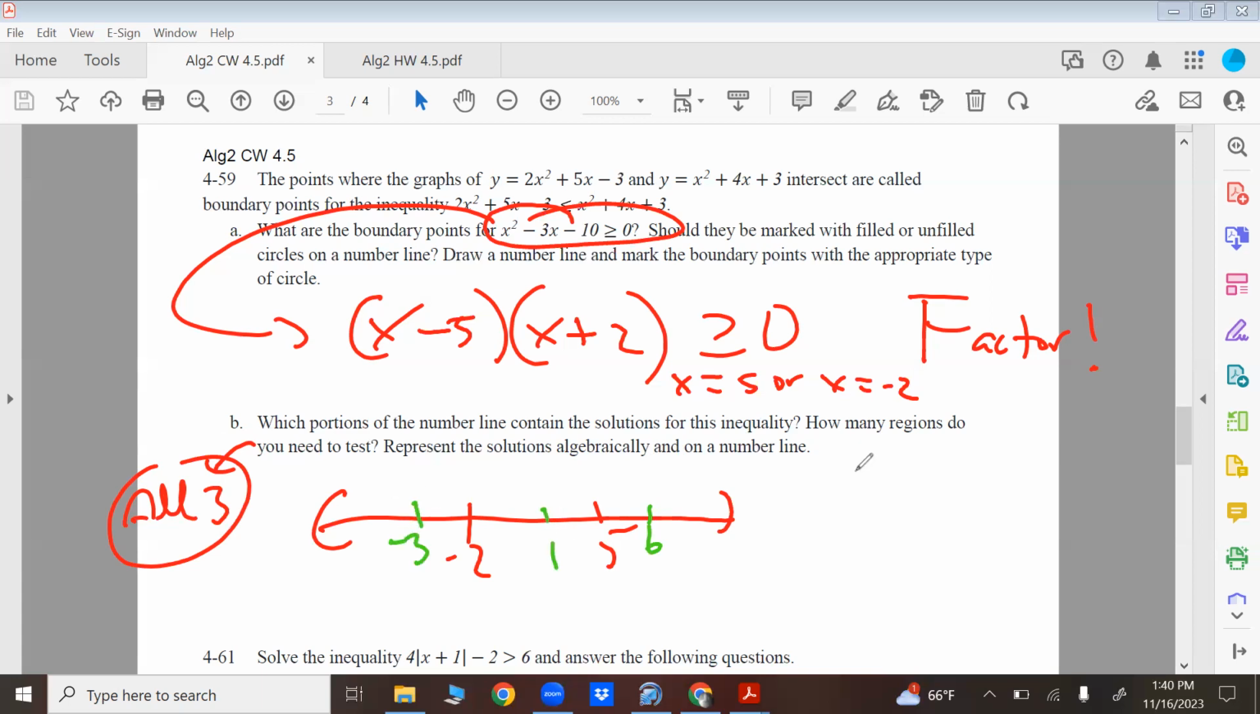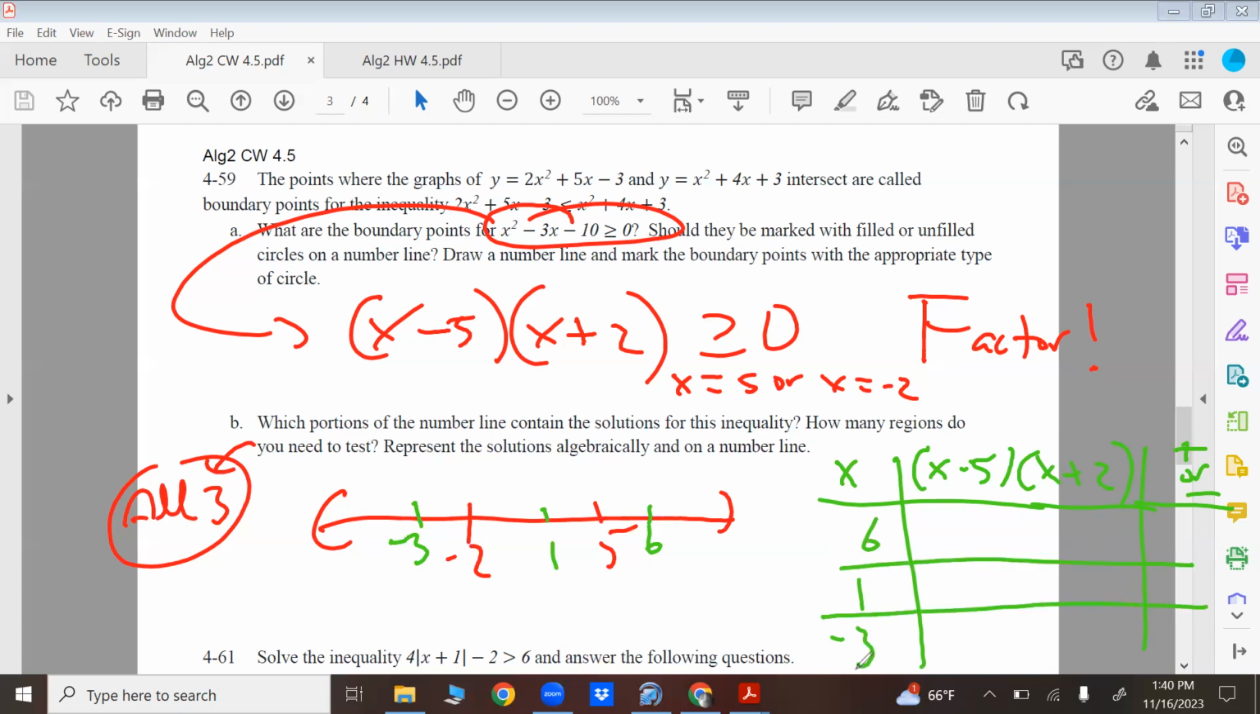Great. Let's test them out. I'm going to make a table. I'm going to put the x values on the left side and the expression on the right side, just to make our lives easier, right? And then I'll do a third column for plus or minus. So x is 6, 1, and negative 3. Does it matter? I'm just trying to be organized. That's all.